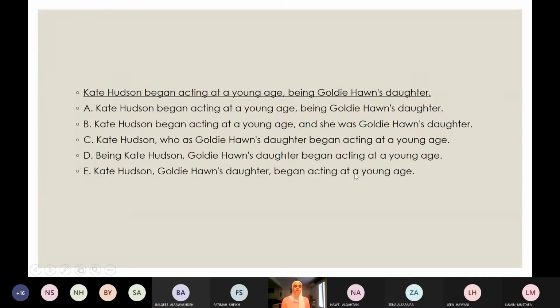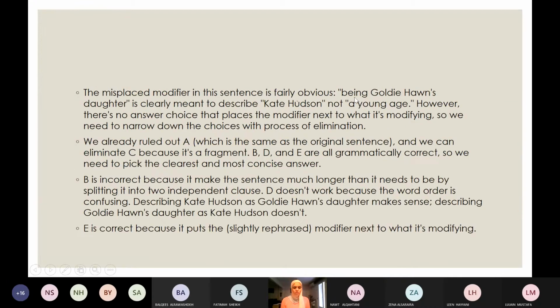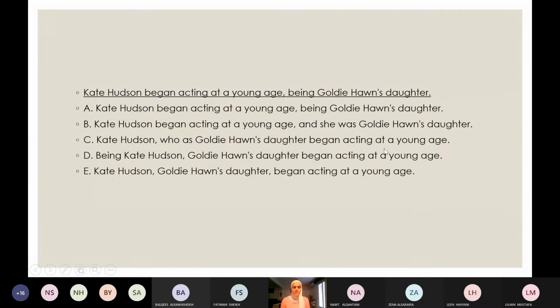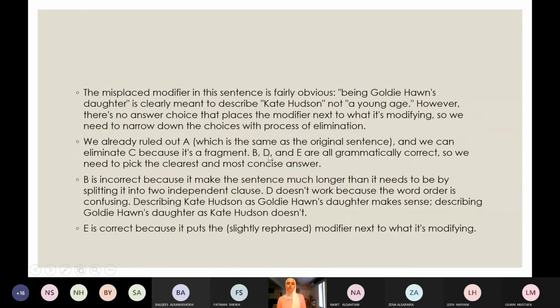Let's go with E. Here, the misplaced modifier in the sentence is fairly obvious, which is being Goldie Hawn's daughter, and it's clearly meant to describe Kate Hudson, not a young age. So, however, there is no answer choice that places the modifier. So we already know that A is incorrect, okay? And we eliminate C because it's a fragment, as we said here. C is a fragment. Kate Hudson, who as Goldie Hawn's daughter began acting at a young age. And B and D and E, grammatically correct, as we said. So we need to pick the clearest and most concise answer, which is E, because E is correct because it puts the slightly rephrased modifier next to what it's modifying.